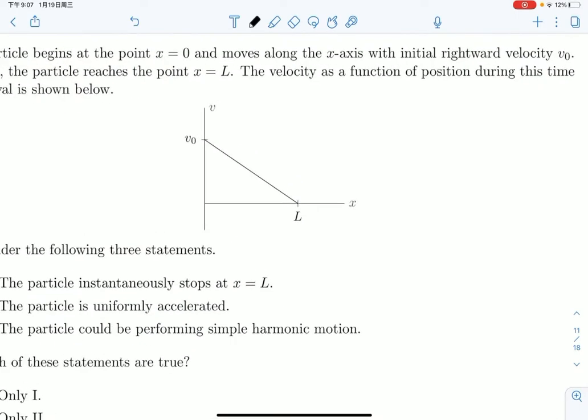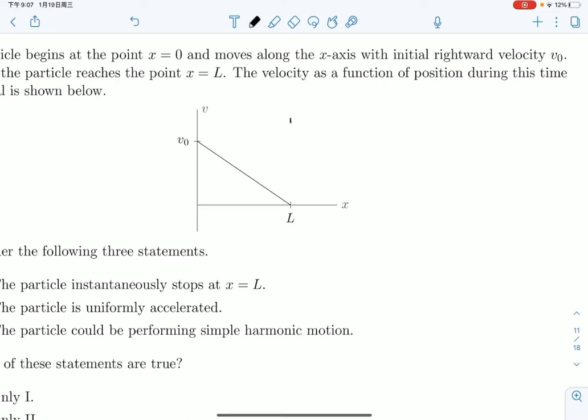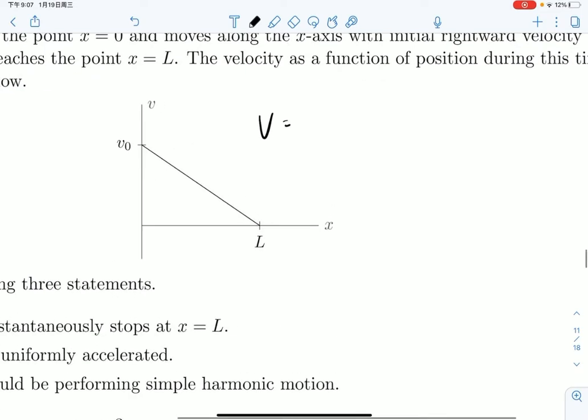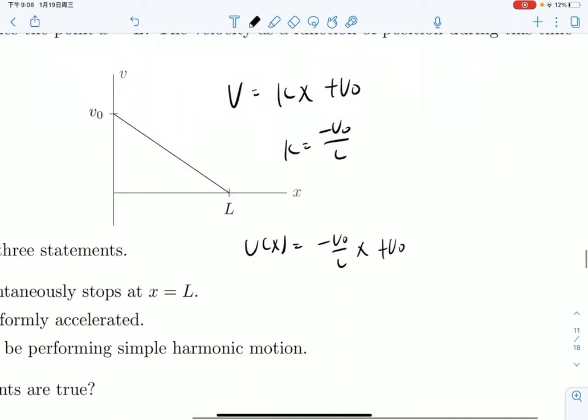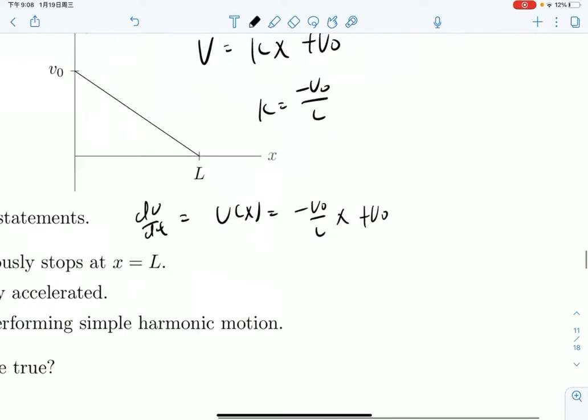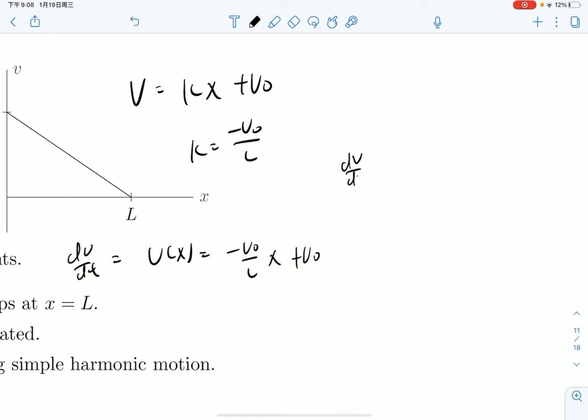So first, you will need to write down the equation. v is equal to a constant k times x plus v0, where k is equal to the slope, which is equal to negative v0 divided by L. You'll have v as a function of x is equal to negative v0 over L times x plus v0. And now this is equal to dv/dt. And from the chain rule, we can see dv/dt is equal to dv/dx times dx/dt.